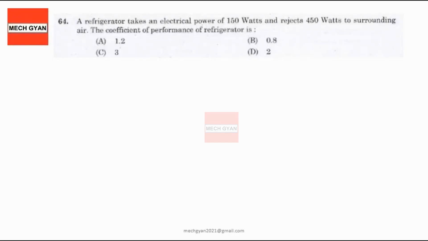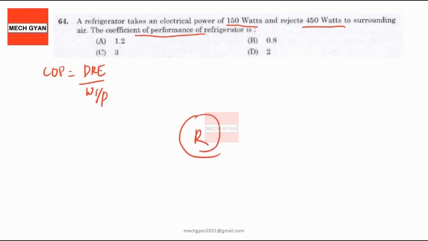Next question. A refrigerator takes an electric power of 150 watts and rejects 450 watts to the surroundings. The coefficient of performance of the refrigerator? So basically COP is asked. COP is desired refrigerating effect by work input. So we will draw a refrigerator. So this is a refrigerator.